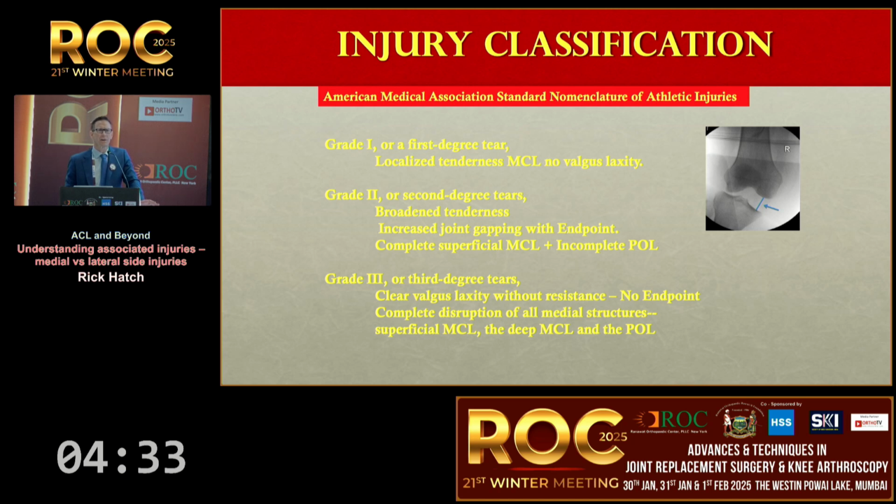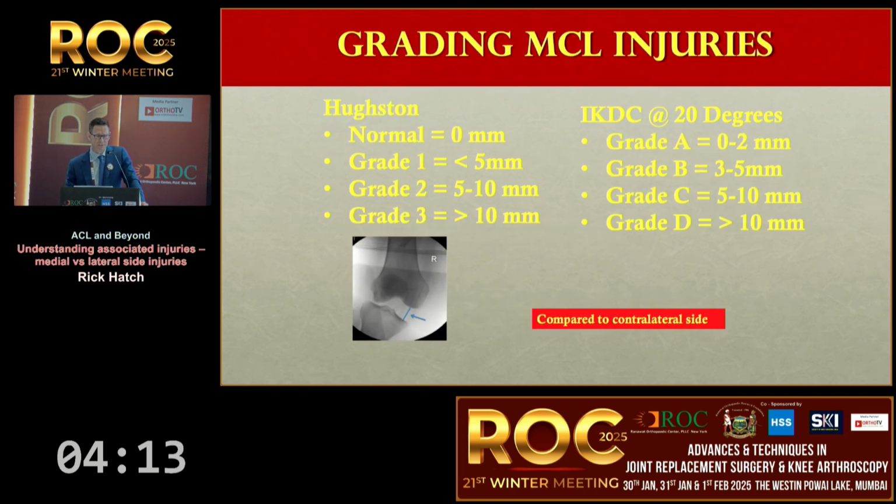What's confusing is the way we describe MCLs. The classic definition we use is a grade 1, tenderness over the superficial MCL; a grade 2 is pain diffusely with laxity, but a firm endpoint; and a grade 3 is complete opening. If we look at Houston's system, grade 1 is less than 5 millimeters, and grade 3 is greater than 10, and you compare that to the IKDC method, where grade A is 0 to 2.